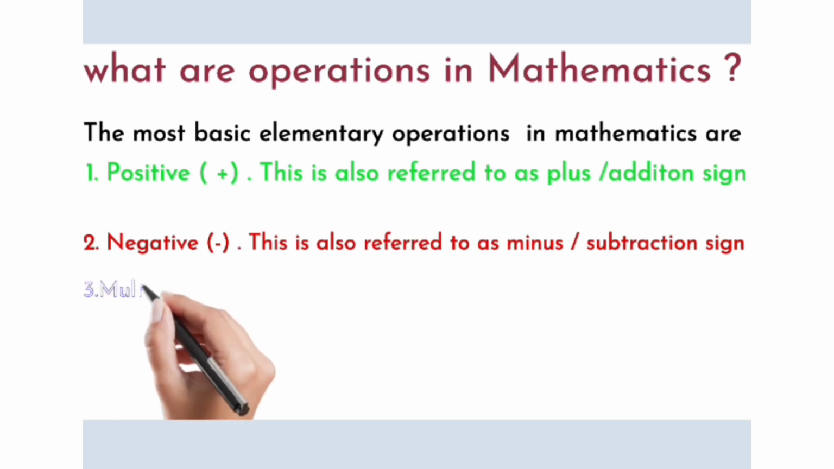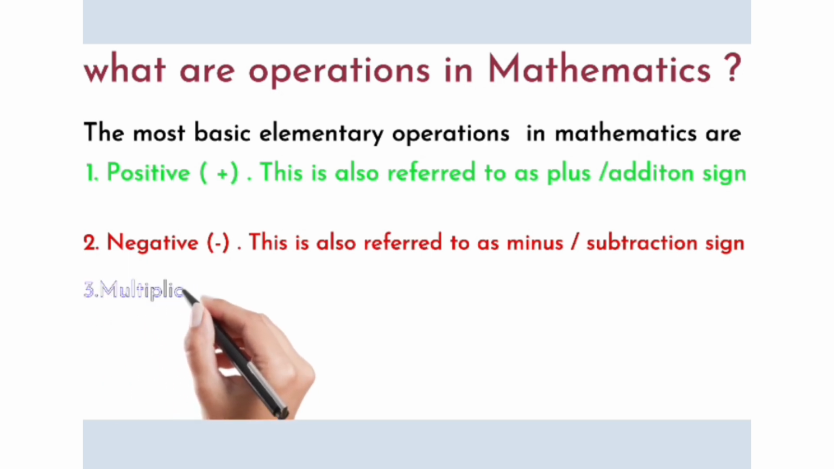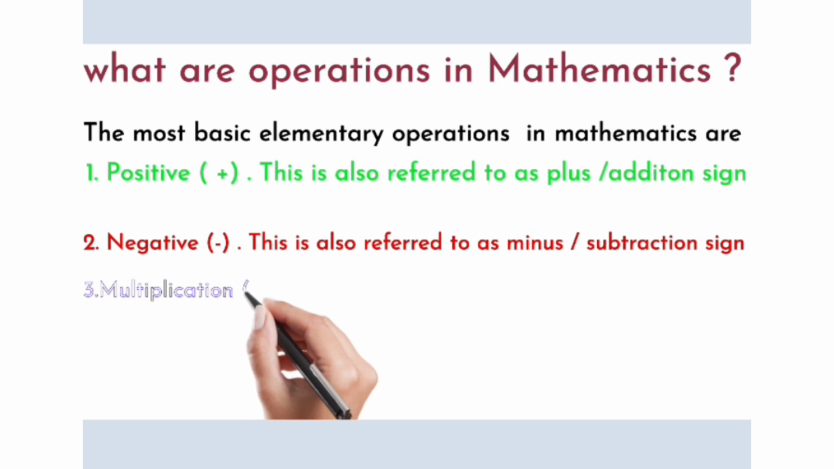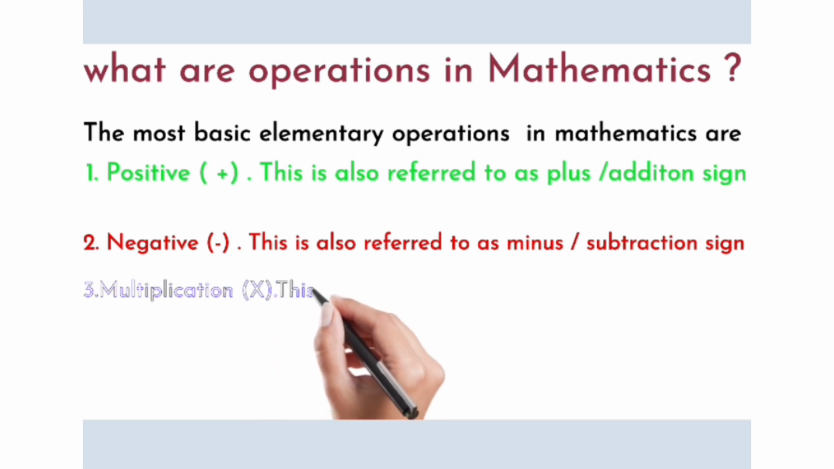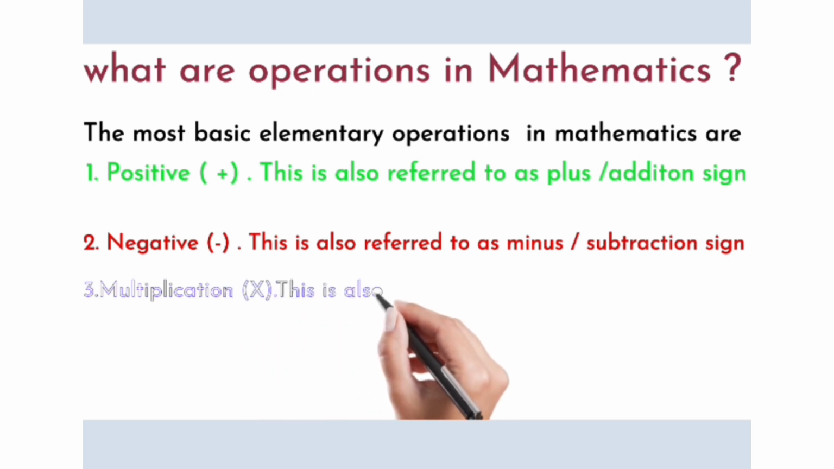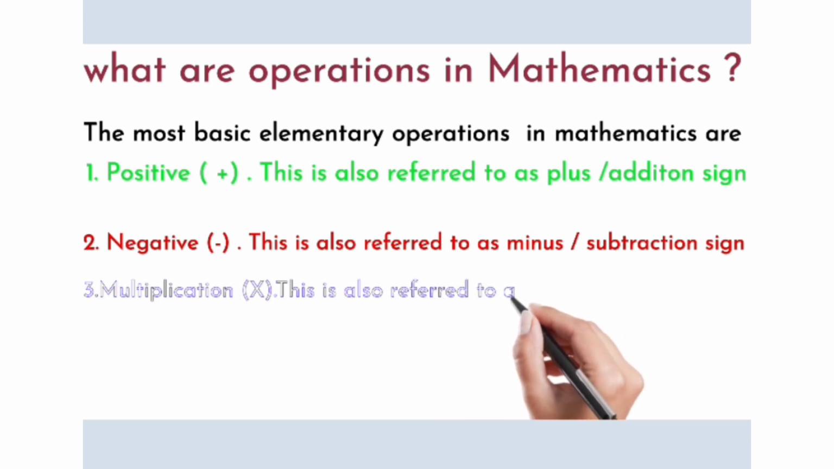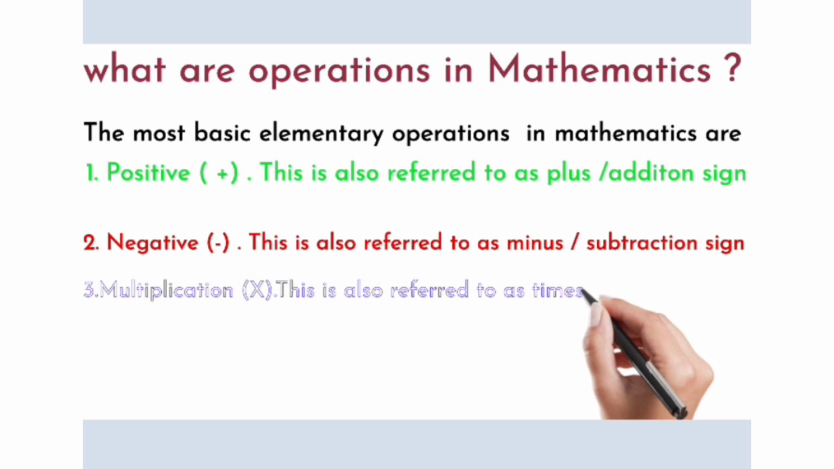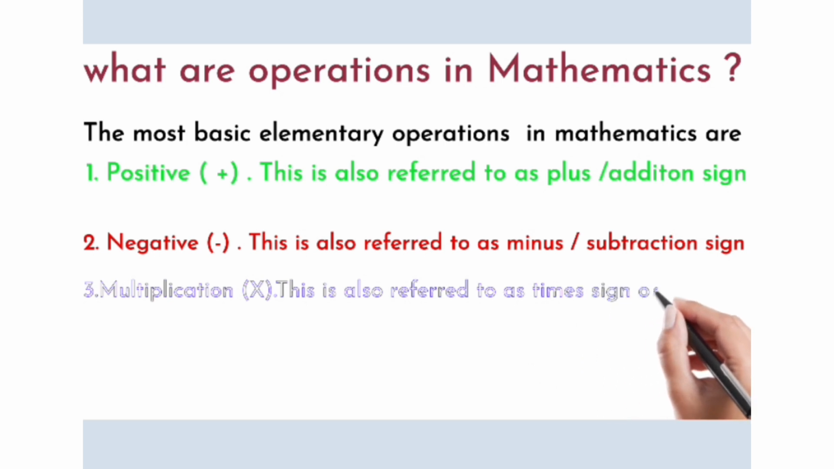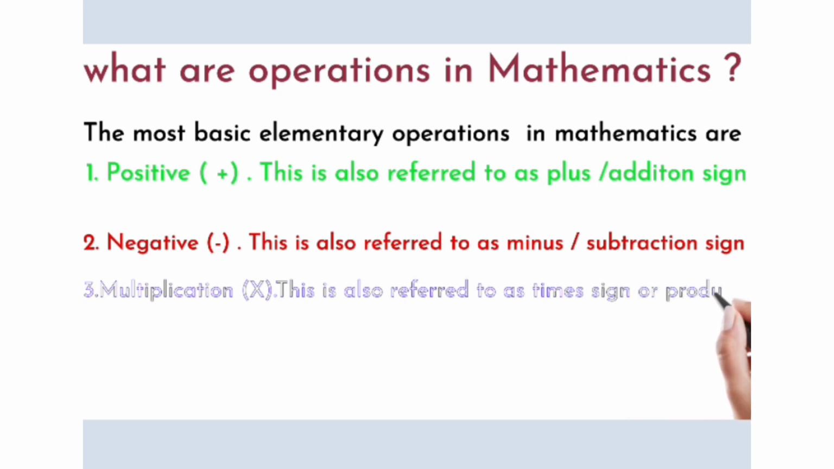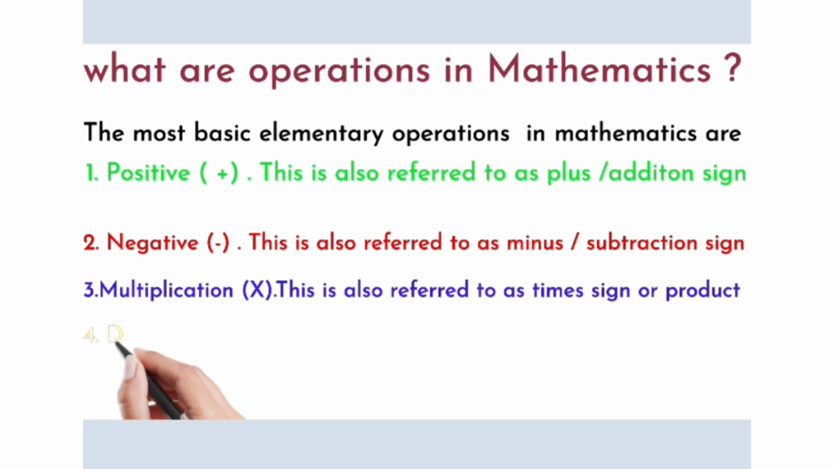Now, the third one is multiplication. We have another operation, which is multiplication. It is denoted by an x sign. This is also referred to as the times sign or product. So if you are told to get the product of two numbers, it simply means multiply.